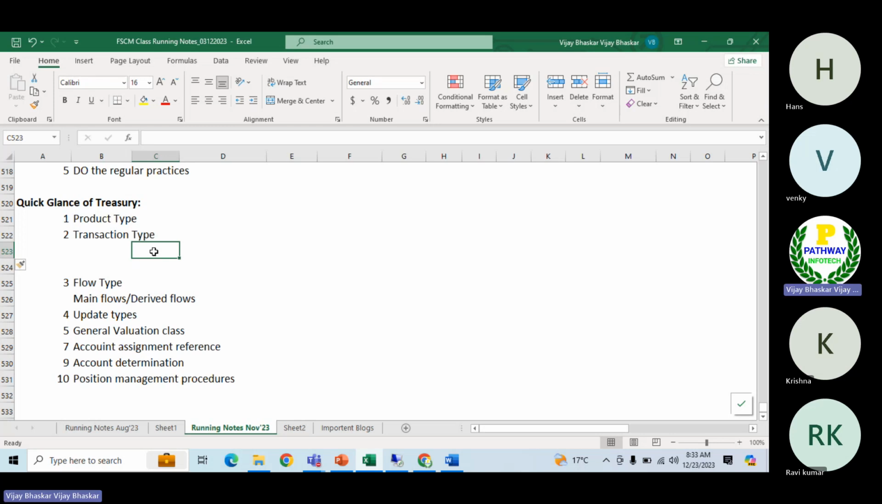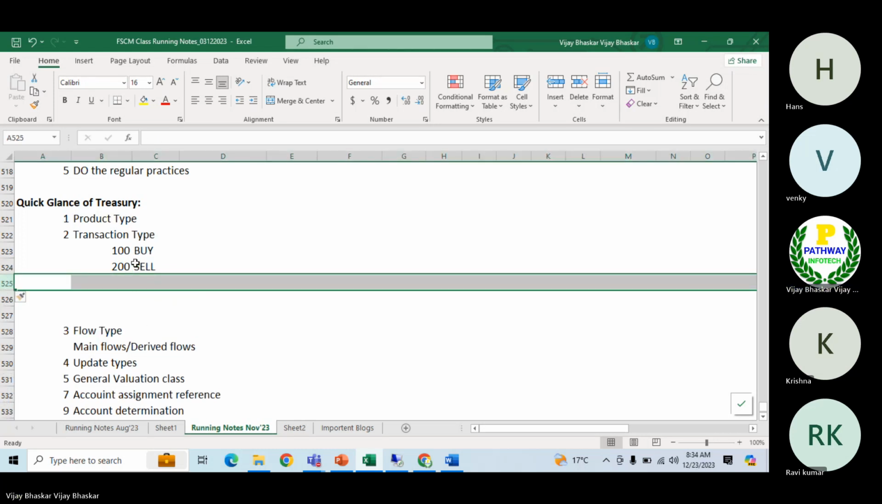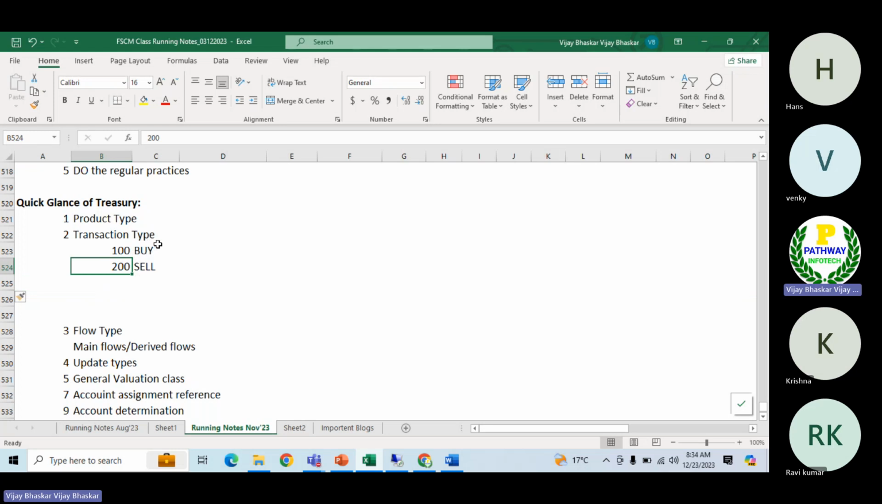Either it could be an order or it could be a contract. So we have different kinds of transactions. Transaction type 100 is the standard for buy order, and 200 is the transaction type for sell order. In the similar way, this buy and sell we can use 100 and 200 for money market, securities also, even trade finance also.